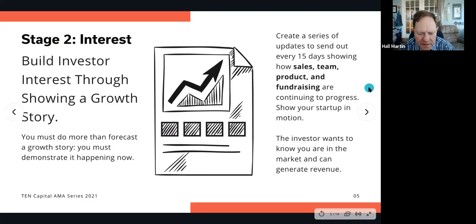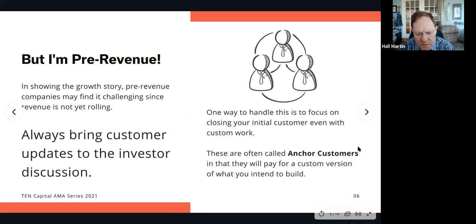So once you have that, the next question is, what if I'm pre-revenue? I get this question a lot. I don't have revenue. How do I tell my growth story when I don't have it? My message is always, in every discussion with an investor, you should always bring up a real world prospect or customer. Before you even create the product, you should first talk with prospective customers. You should gather their concerns and understand their desired solution.